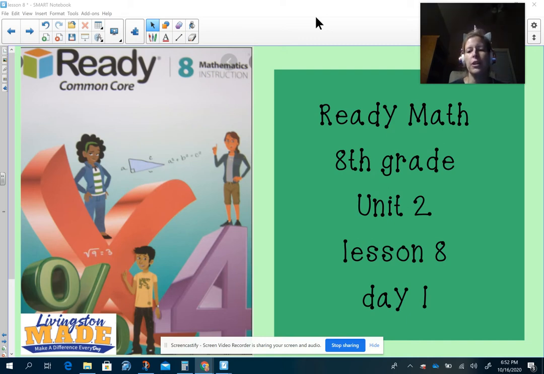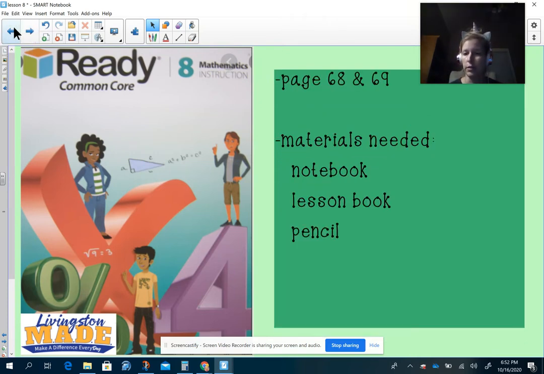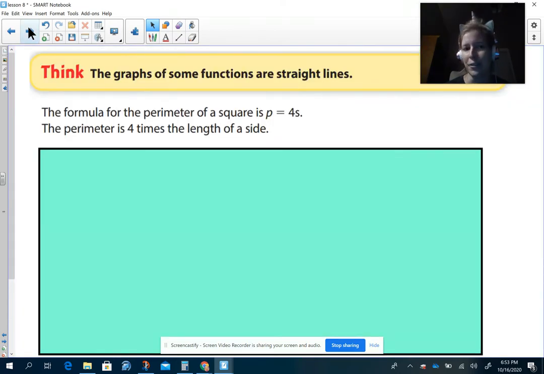Okay, so today we're in lesson 8, day 1. You're going to need your notebook, pencil, lesson book, and we're going to be on page 68 and 69. So what we're going to do today is investigate linear and non-linear functions. We've talked about proportional relationships, we've talked about is it a function or not, and today we're going to talk about linear or non-linear.